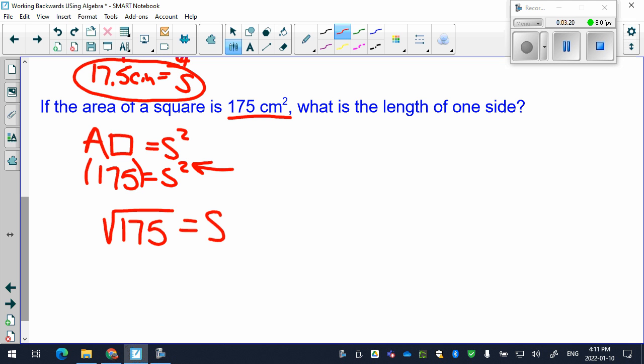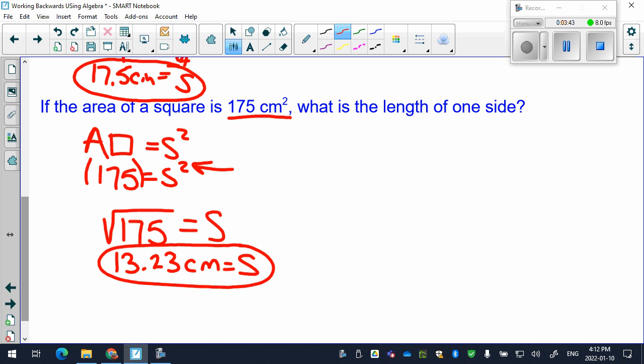So you simply punch that into your calculator, 175. Take the square root of it, if I can find my square root button, and that's 13.23, because I'm rounding. It was centimeters, and that's what side equals. So this is how you work backwards. You start with the formula, you substitute what you know, and then you just solve for the variable.